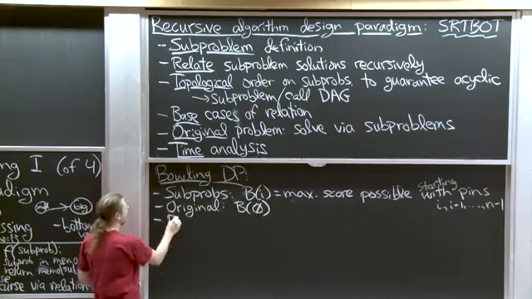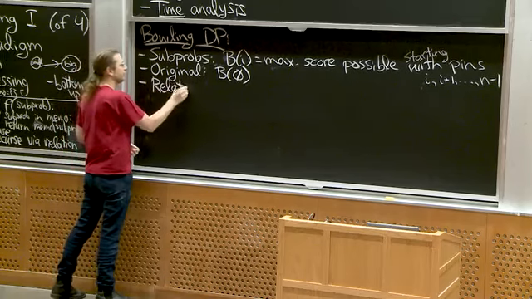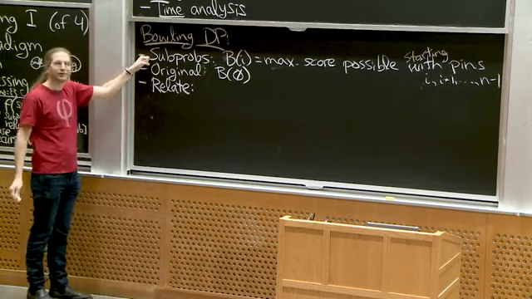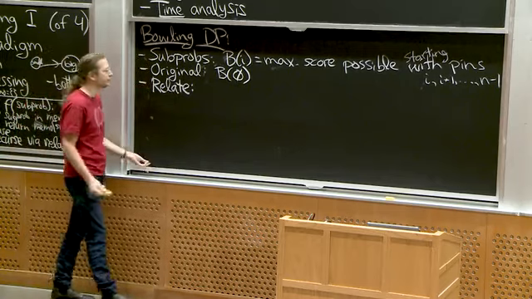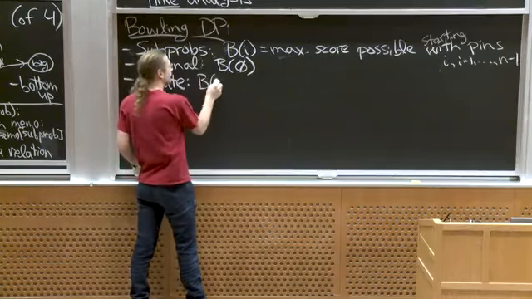Next is R for relate. This is the test of whether I got the subproblems right: whether I can write a recurrence relation. So let's try to do it. We want to compute B of i.